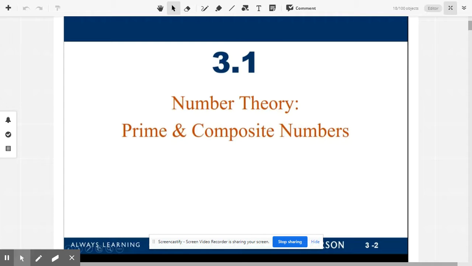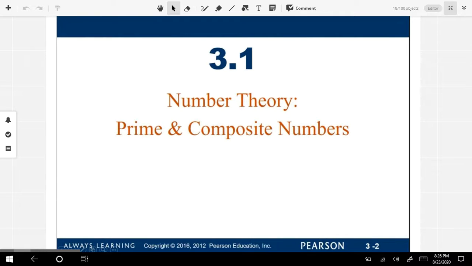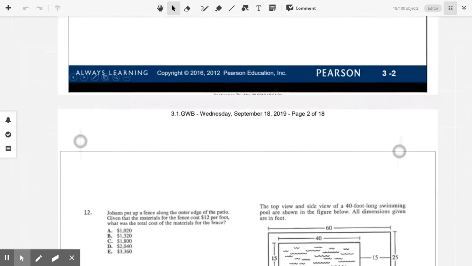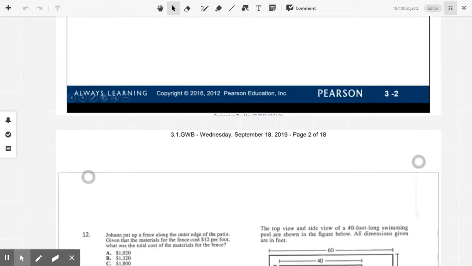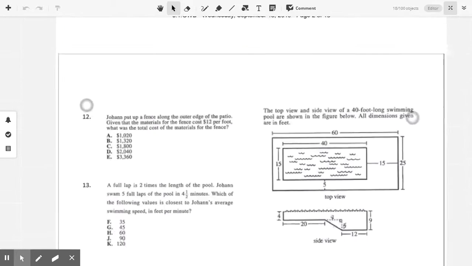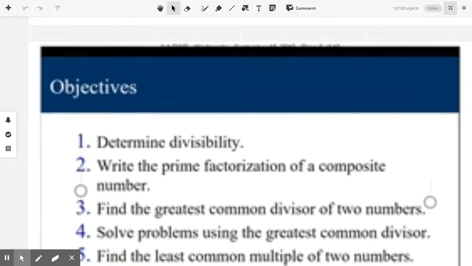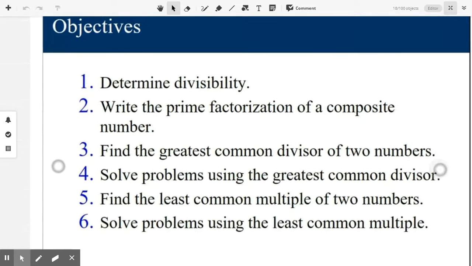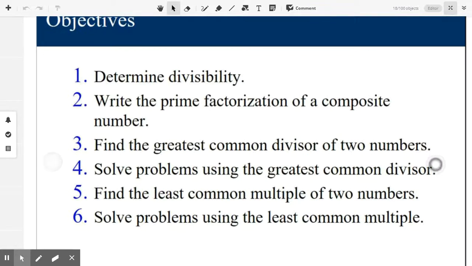Right here, as you can see, we're going to start looking at some number theory. And today we're going to look at prime and composite numbers. So hopefully you remember some of that. If not, we'll get it all cleared up for you. All right, so here's actually the things that we want you to be able to do.